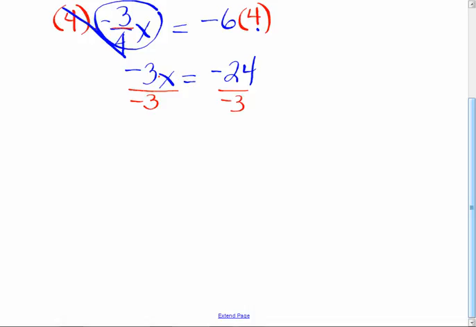What's a negative 3 divided by a negative 3? Dominic, what's negative 3 divided by negative 3? It's just 1. What's a negative 24 divided by a negative 3? Close. Close. Positive. And it was close. It's 8.